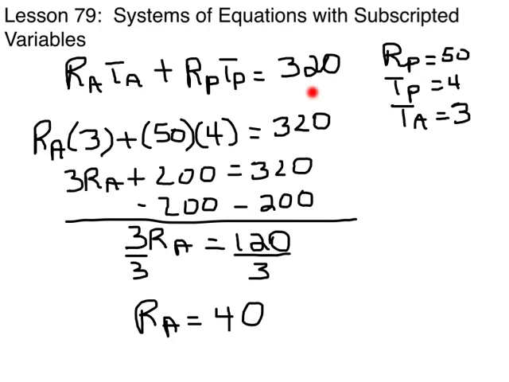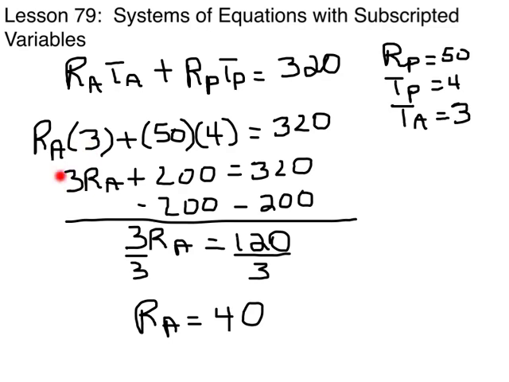Alright, so here you're going to be given these, and they're almost completely set up for you. You're given the equation and then 3 of the 4 variables. All you're going to do is substitute in the appropriate place. See, RA, we don't have anything over here, so it stays RA. TA is 3, so we're going to substitute that in. RP is equal to 50. TP is equal to 4, put those there, equals 320.